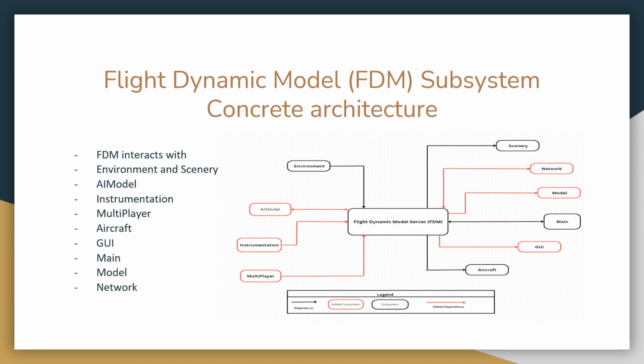Transitioning from the conceptual to the concrete, this slide shows the concrete architecture of the FDM, which includes many other subsystems we might have missed. The subsystems that the FDM actually interacts with are the environment and scenery, the AI model, the instrumentation, the multiplayer, the aircraft, the GUI, the main, the model, and the network. And then on the diagram on the right, you can see the boxes that are outlined in red are the subsystems we missed and were added, and the red arrows are added dependencies as well.